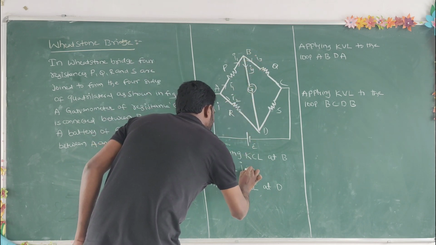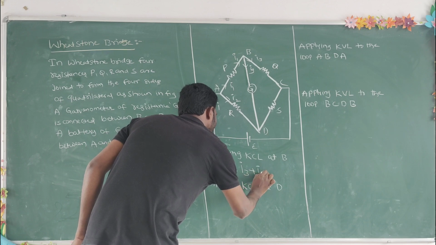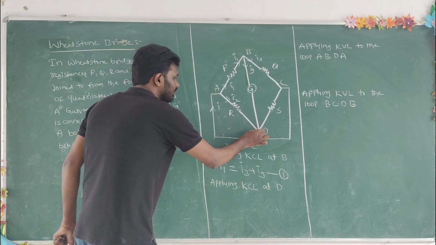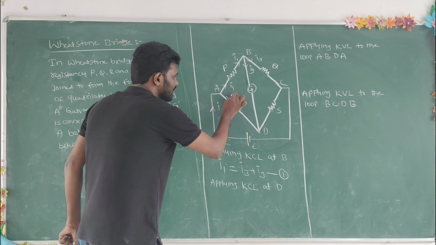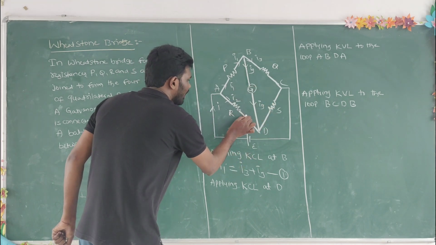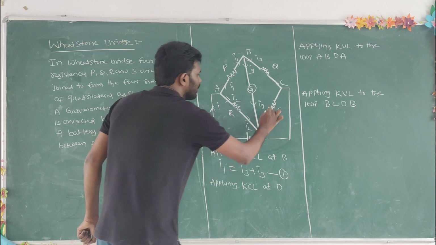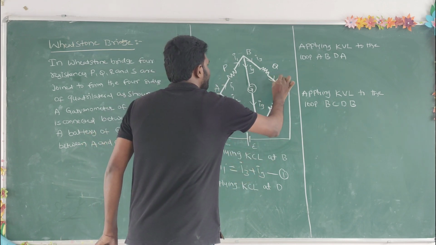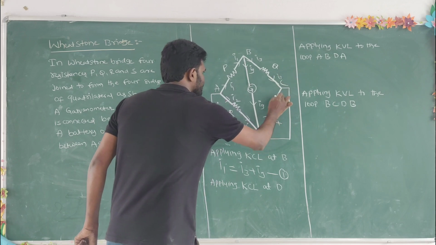I1 equal to I3 plus Ig. Take this as equation number 1. Again we will apply Kirchhoff's current law at junction D. At junction D you can see the current Ig is coming in, and I2. The currents leaving are I4 here, and I3 here.